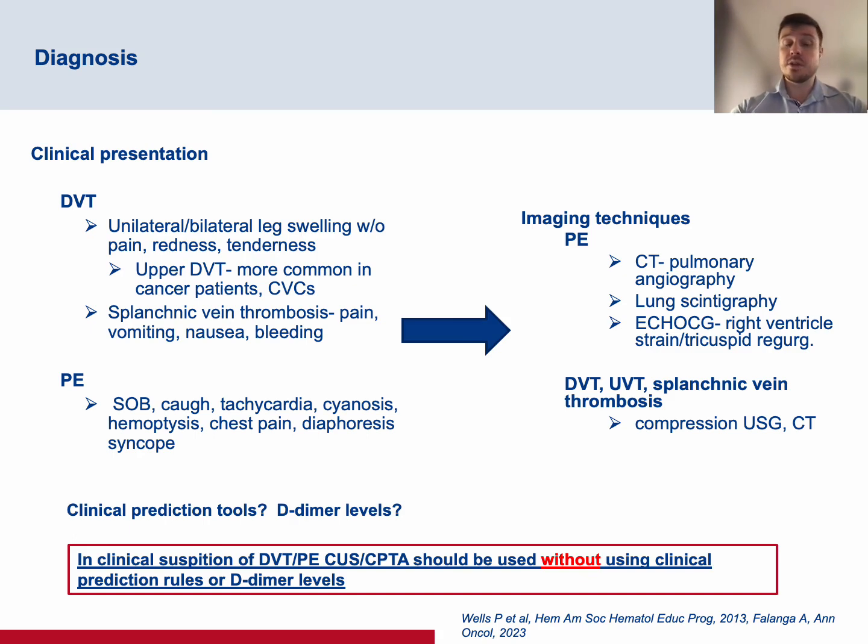What about clinical prediction tools and D-dimer levels? Clinical prediction tools such as Wells score or Geneva score and the D-dimer levels are often used in the general population to plan the subsequent steps in the diagnosis of venous thromboembolism. However, these tools shown poor performance in cancer patients. That's why the latest guidelines from European Society for Medical Oncology recommend going straight to imaging techniques in clinical suspicion of VTE without using clinical prediction tools or D-dimer levels.